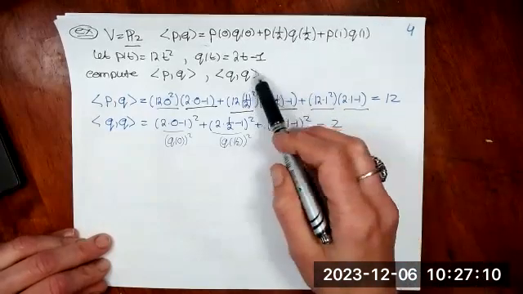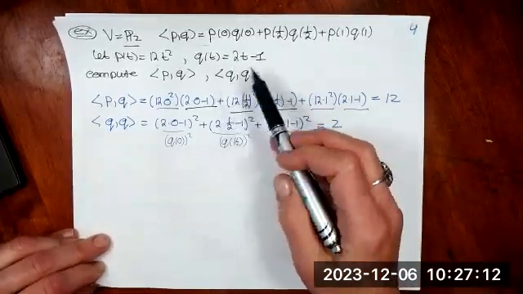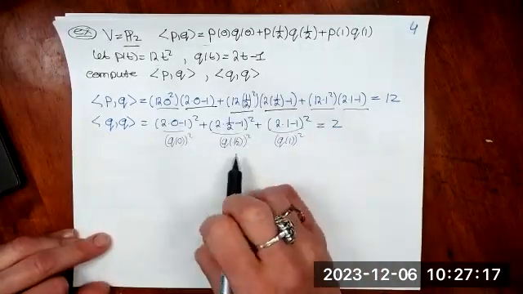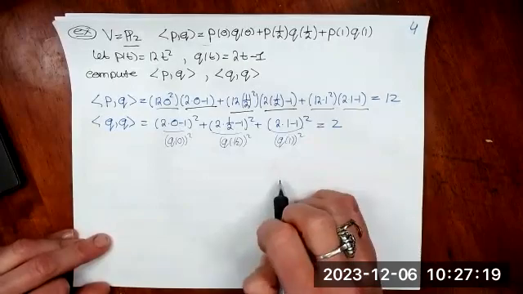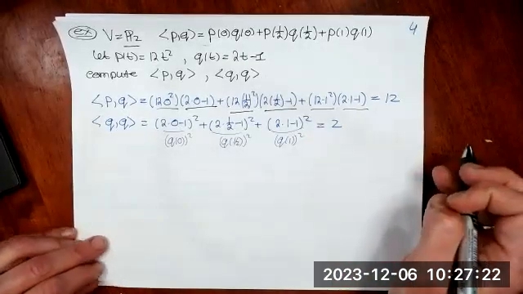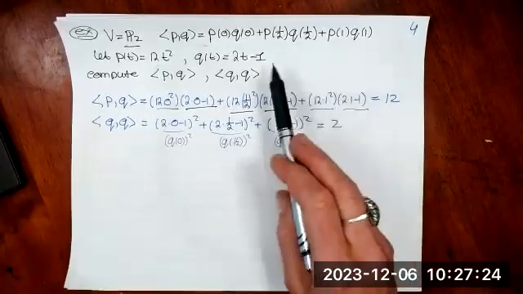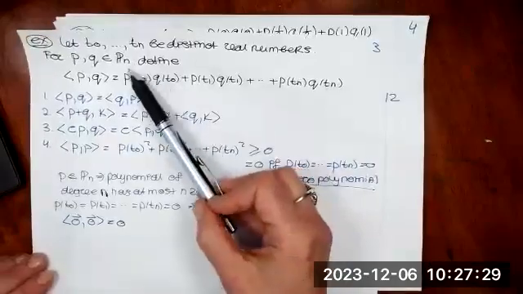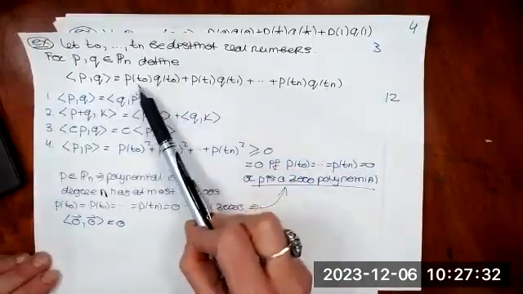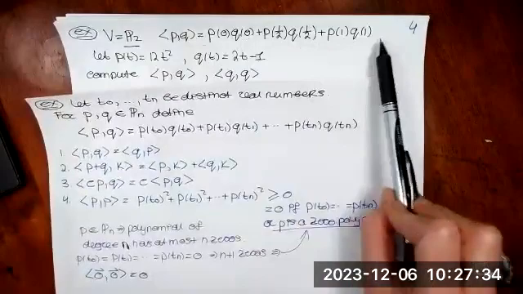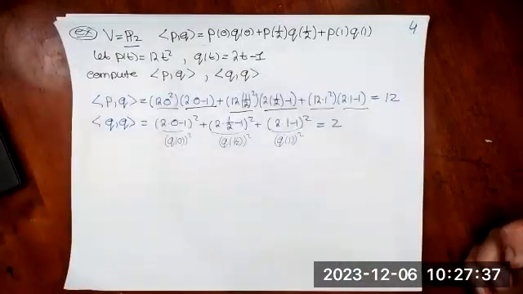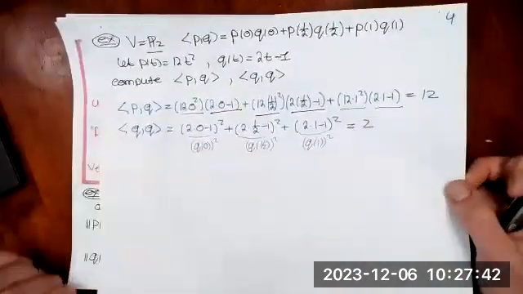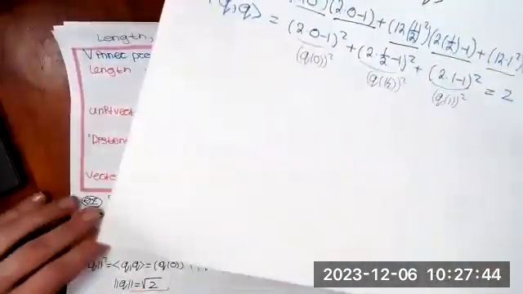And the same if I wanted to find the inner product of Q with Q. Just follow the formula. This would be Q of 0 squared, plus Q of 1/2 squared, plus Q of 1 squared. That's 2. We already showed in the previous step that something in this form is going to be an inner product. Here it's just n equals 2, and we're evaluating at 3 different points, 0, 1/2, and 1. That makes sense? Questions? No? All right.